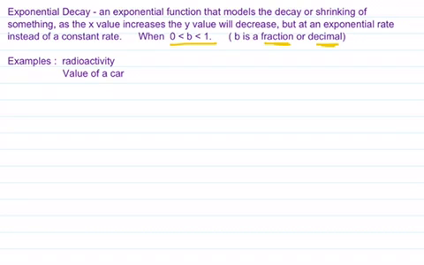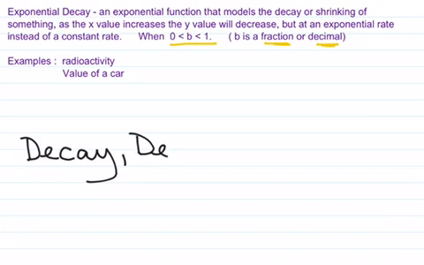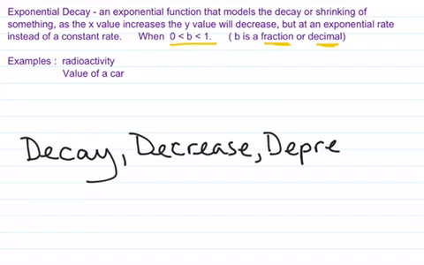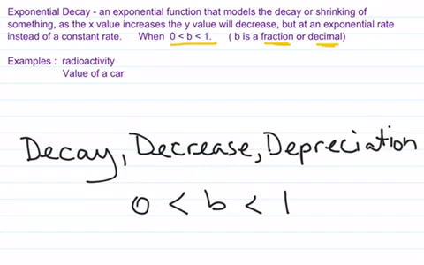Also, the value of a car depreciates. Depreciation is one of those words that's going to signify decay. So when we are talking about decay in a word problem, it might use the word decay. It might use the word decrease or depreciation. See if I can spell that. Depreciation. Yes, that's it. Yay. And again, that's when our b value or our base is between 0 and 1, or a fraction or decimal.